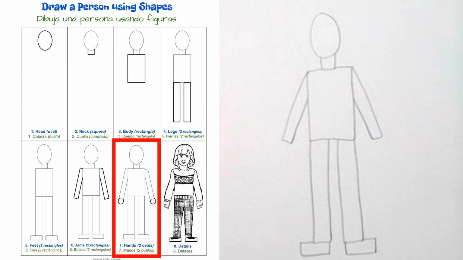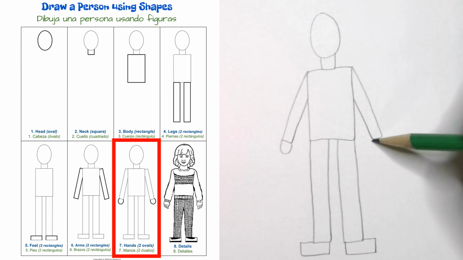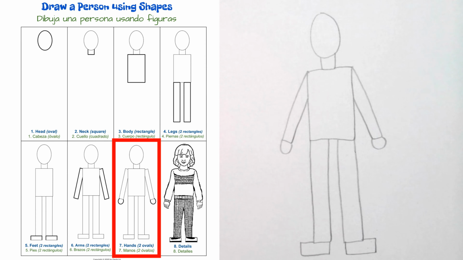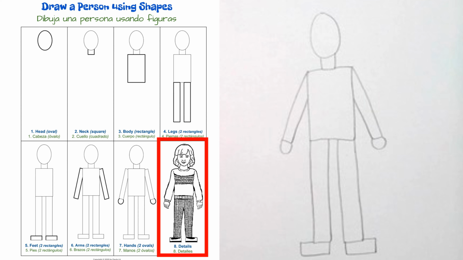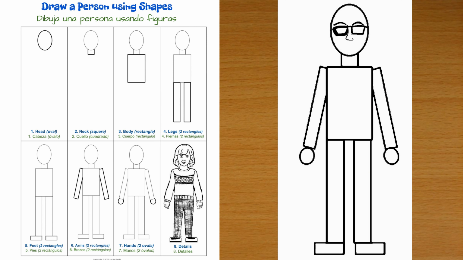Finally, we have our two hands, nuestros manos. We can draw two circles pequeños for our hands. And there you have it. Usamos figuras para dibujar una persona. Ahora, all that's left is to add some distinguishing details.